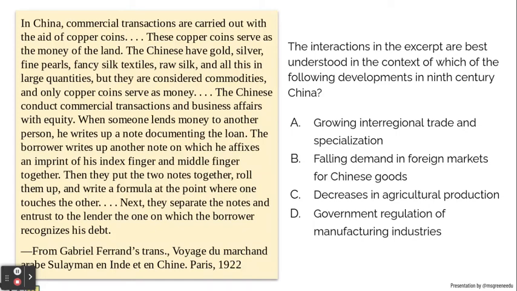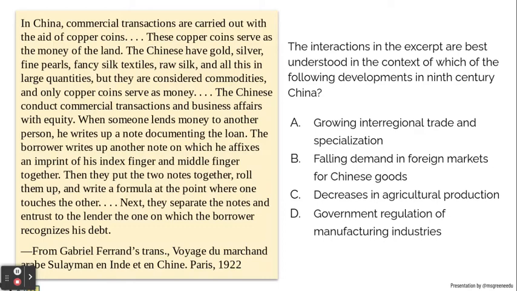Okay, let's do one more question. So remember, read the question first. The interactions in the excerpt are best understood in the context of which of the following developments in 9th century China? So then read the source information. So it says from Gabriel Ferrand, he was from India to China. He traveled from India to China, and he's writing, this is written much later.